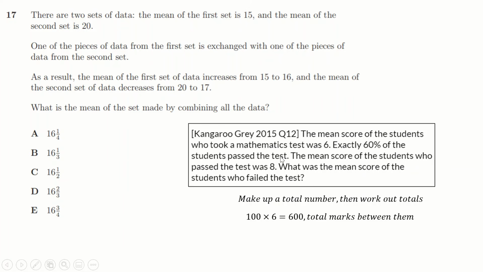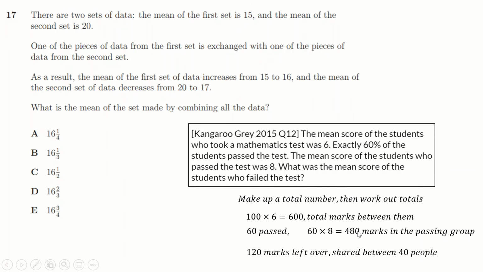60% of the students passed, so that's 60 students. And the mean score for them was 8, which means 60 times 8 is 480. That's the total marks the passing group got, which means the non-passers, of which there are 40, got 600 minus 480, so 120 marks. And then you just do 120 divided by 40 to find that their average is 3.